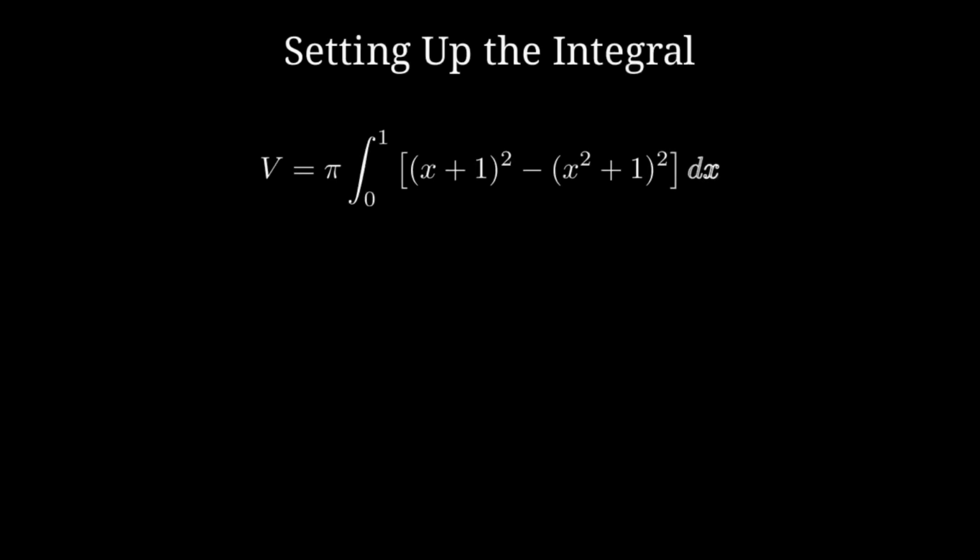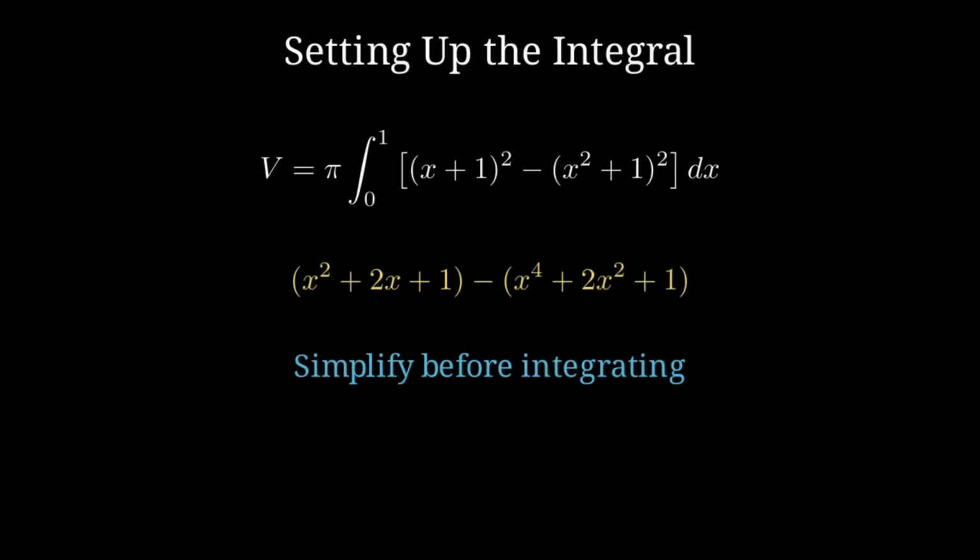Our volume is pi times the integral from 0 to 1 of the outer radius squared minus the inner radius squared. Don't forget to square the entire binomial expression for each radius. Algebraically simplifying this now will make the integration much easier. After simplifying, we integrate term by term using the power rule.